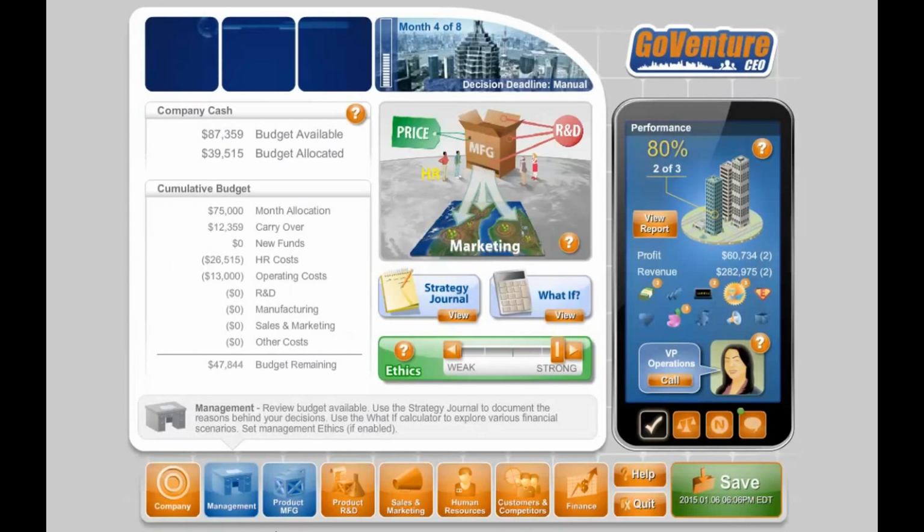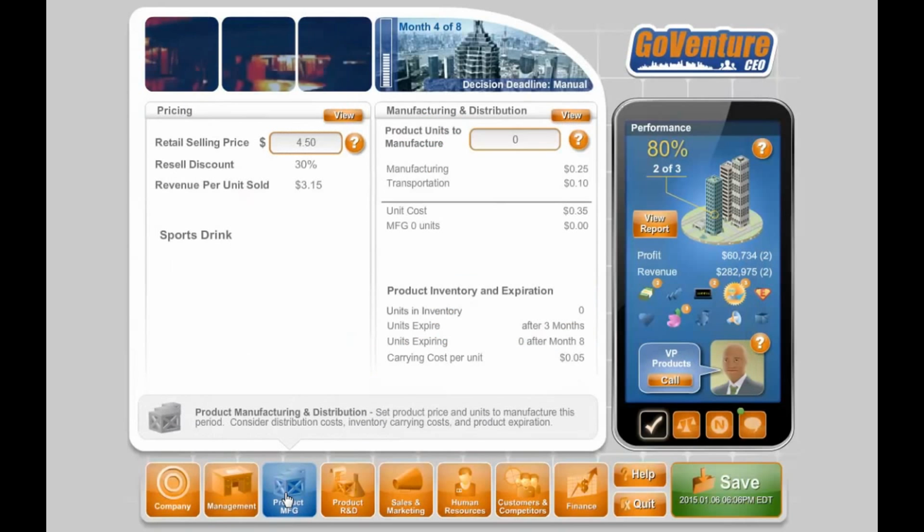Let's move on to the Product Manufacturing screen by clicking on the orange Product Manufacturing button. Here in Product Manufacturing, you will set up the retail selling price of your product. This is the price that the end consumer will pay for your product. Set the price high enough to make a profit, but not so high that you become uncompetitive.